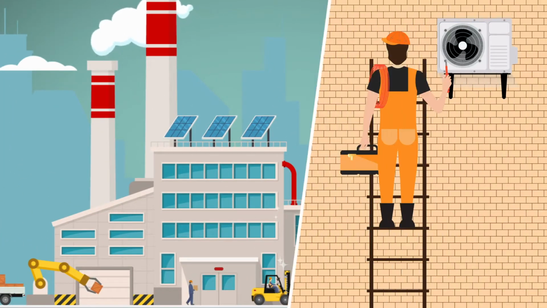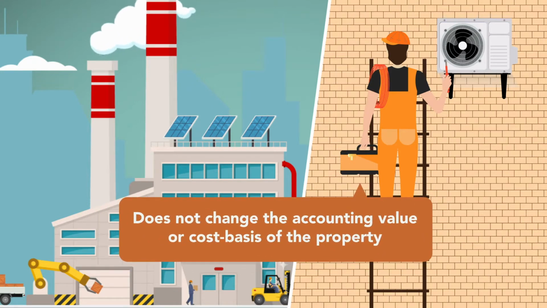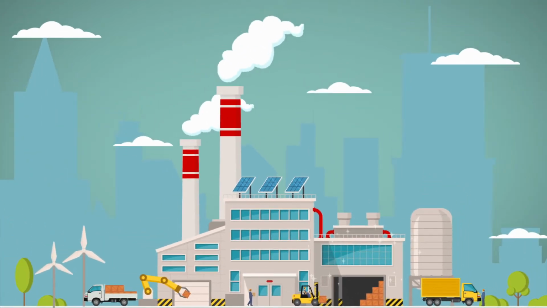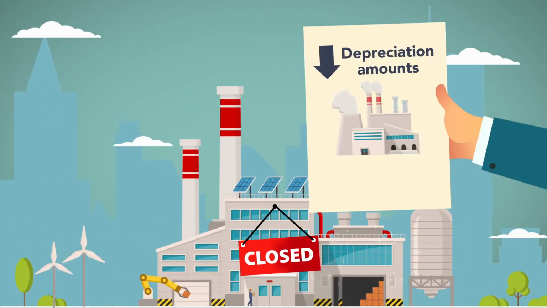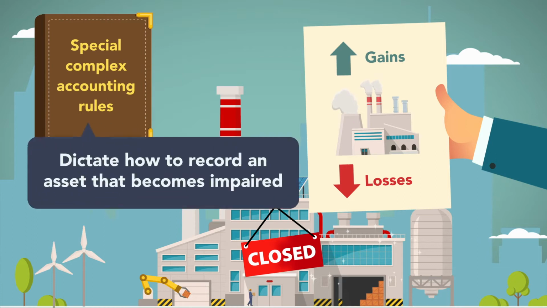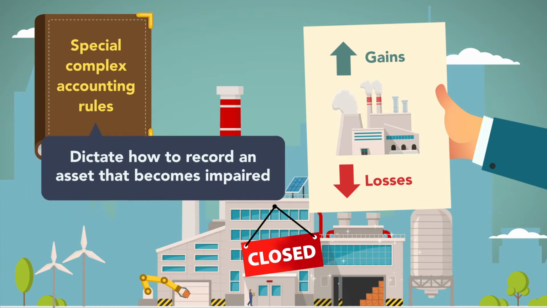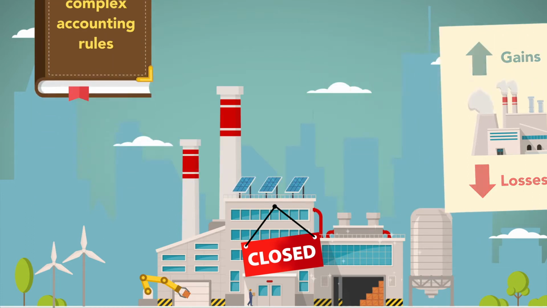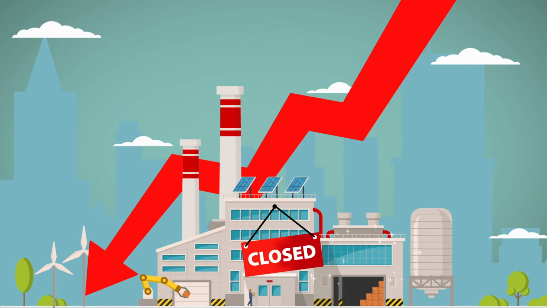Replacing the burnt-out air conditioning system would merely be a repair and does not change the accounting value or cost basis of the property. When a company disposes of an asset, it removes the depreciation amounts from its books and records any gain or loss realized from the disposal. Special complex accounting rules dictate how to record an asset that becomes impaired. Essentially, it's recorded as a loss that will affect shareholder equity because it reduces the overall value of the business.